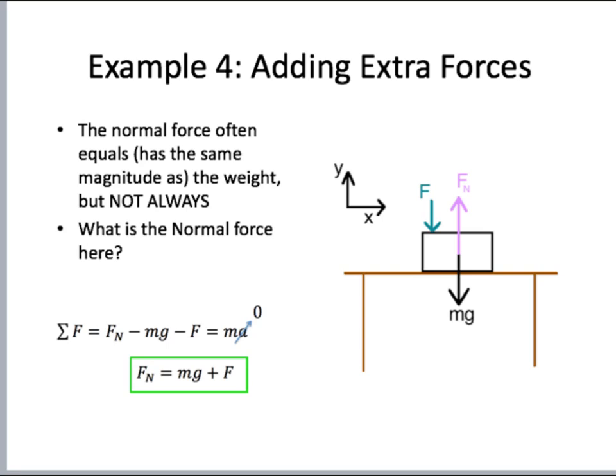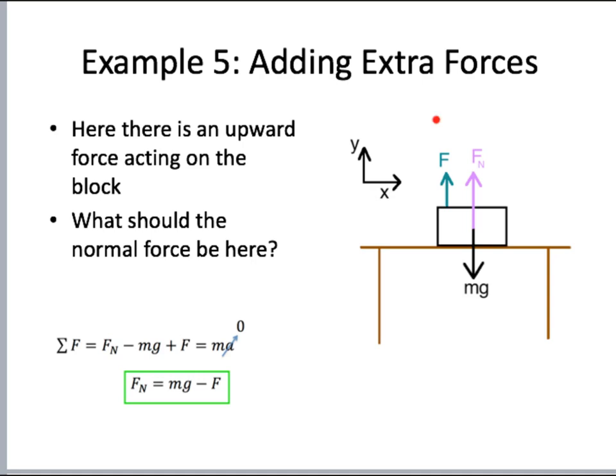And I hope that that makes sense, because if the table is pushing back on this block, it's got to push back with the weight of the block, but then if someone comes and pushes down harder, it has to push back even harder to match that pushing force. So that's what this equation is telling us. The math is saying that the force that the table has to push back with is equal to the weight pushing the block into the table plus the pushing force pushing the block into the table. And so this is just, again, Newton's third law. The net force pushing it down has to be the reaction force of what gets pushed back with.